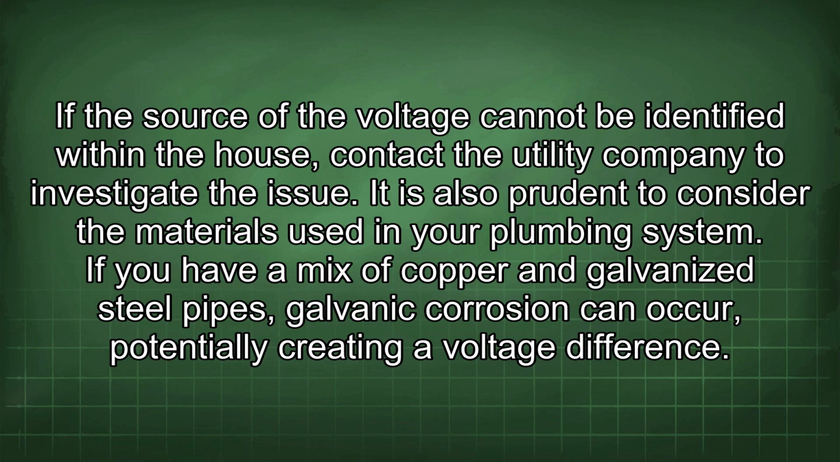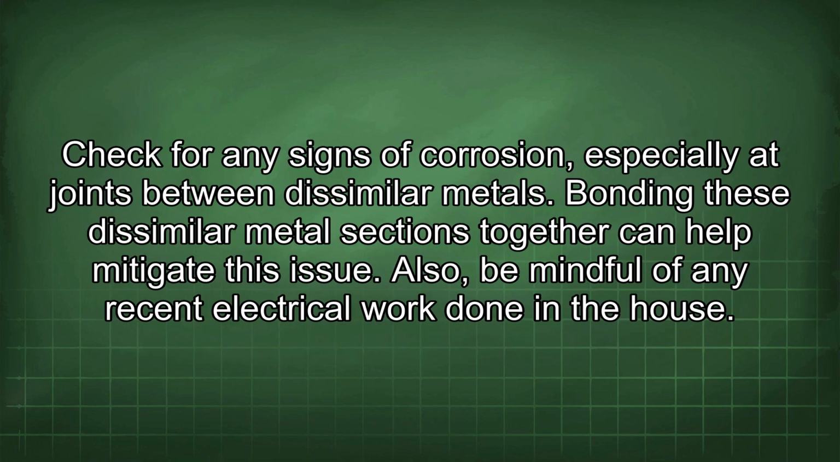It is also prudent to consider the materials used in your plumbing system. If you have a mix of copper and galvanized steel pipes, galvanic corrosion can occur, potentially creating a voltage difference. Check for any signs of corrosion, especially at joints between dissimilar metals. Bonding these dissimilar metal sections together can help mitigate this issue.